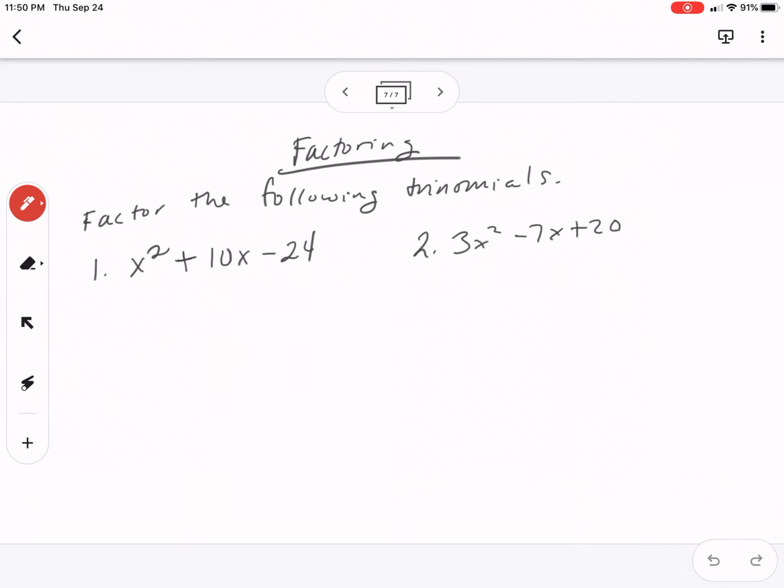The last topic we covered was factoring trinomials, so quadratic trinomials. So here, this one starts with x squared. So I'm going to set up my factors beginning with x. And then when I do my blanks, my top one's going to equal my c, my negative 24. My bottom one equals b, which is 10.